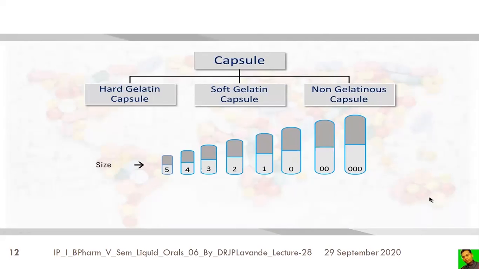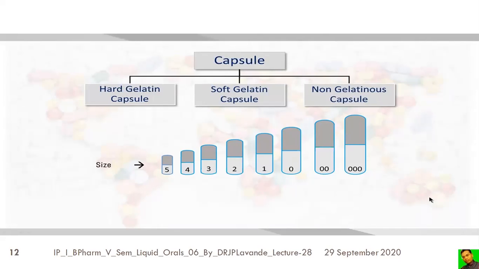These are said to be the non-gelatinous capsules, and the example is hypromellose, a material which is not obtained from animals, whereas soft gelatin and hard gelatin capsules have animal origin.